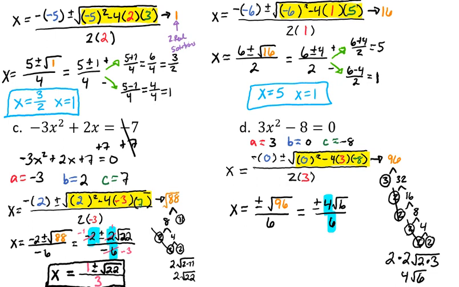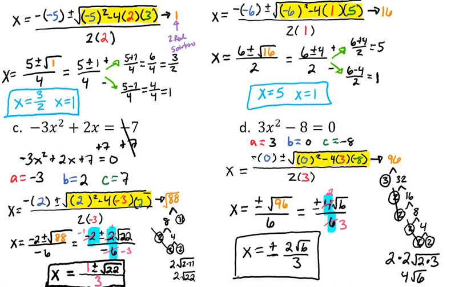And 2 goes into 4 2 times, and 2 goes into 6 3 times, which would leave us with a final answer of x equals plus or minus 2 radical 6 over 3. And that is going to be our final answer. And so that is how you can use the quadratic formula to help you solve quadratic equations.